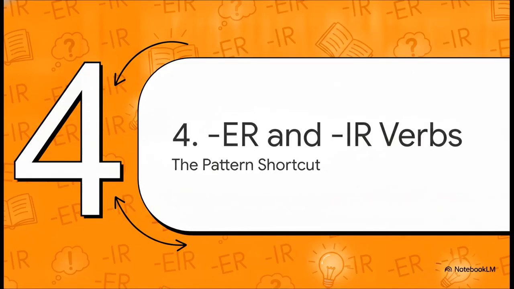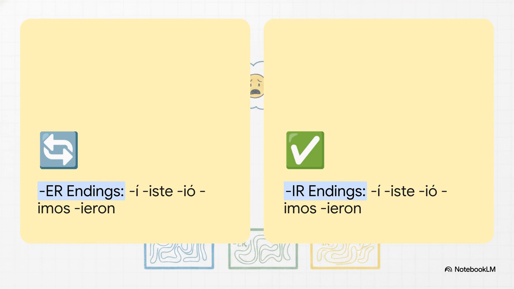Section 4. Grouping ER and IR verbs. The pattern shortcut. Okay, get ready because I'm about to give you a massive aha moment. If you were sitting there stressing out about having to memorize 2 more entirely different sets of conjugations, I have some fantastic news for you. Memorizing the rest of the regular preterite conjugations is about to get so much easier.